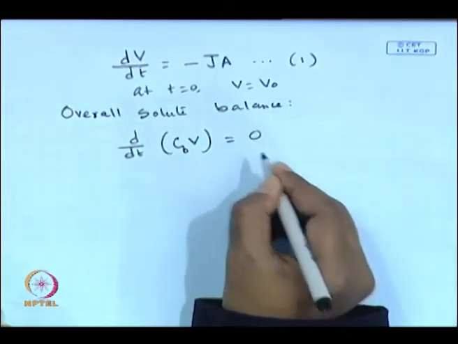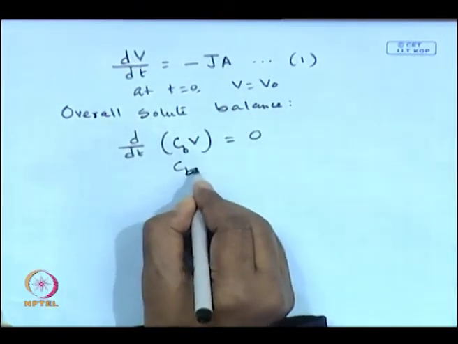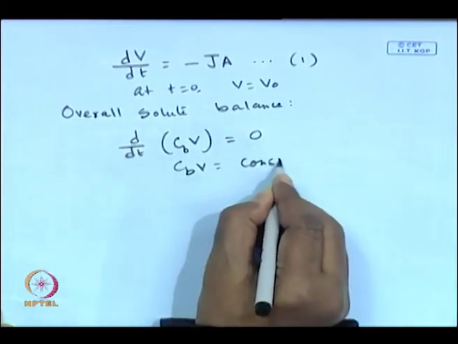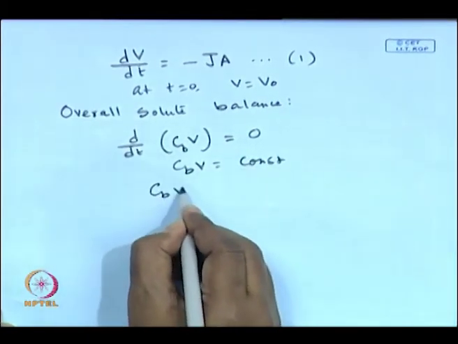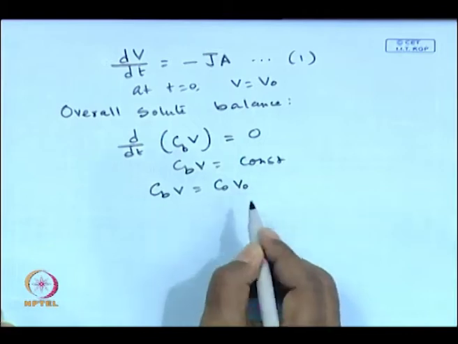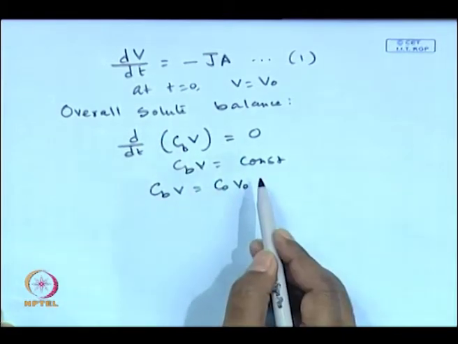So, this will be equal to 0. That means, Cb times V will be equal to constant. That means, Cb times V is equal to nothing but C naught V naught, because these values are known at time t is equal to 0.